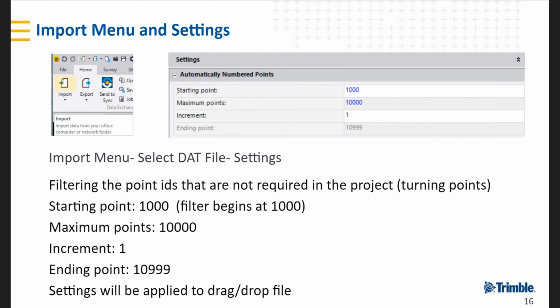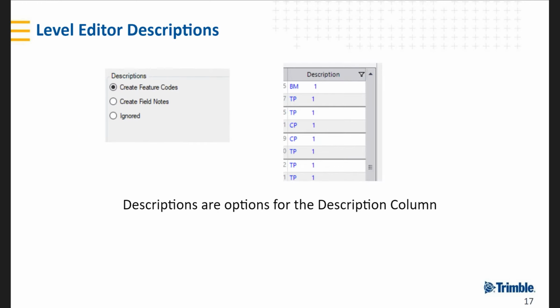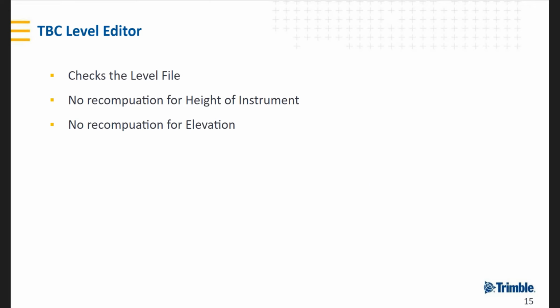So Dan, just want to clarify here, would you mind going back to the last slide? Yeah, so here when Dan says the TBC level editor does not recompute, basically we're saying we do not change any raw data from your level file, but when we adjust the runs, TBC will still calculate the adjusted height or elevation for those points, correct? That is correct. Okay, thank you.